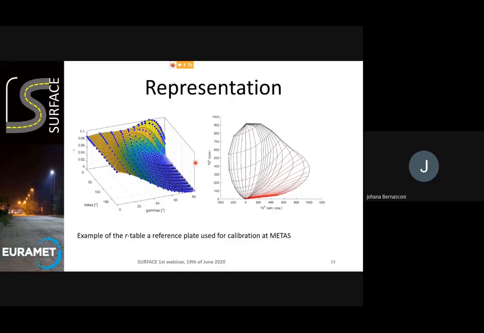And then our table, there are different kinds of representation we can make of this. Here on the left, there's the values as a function of the angles in a surface plot. And here on the right, it's the same table, but represented in an indicatrix projected in 2D. And this is also used, this will be used also in the next presentation.